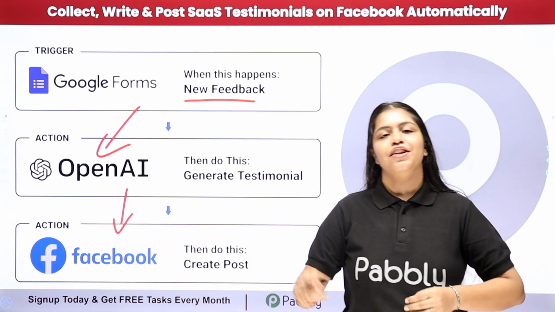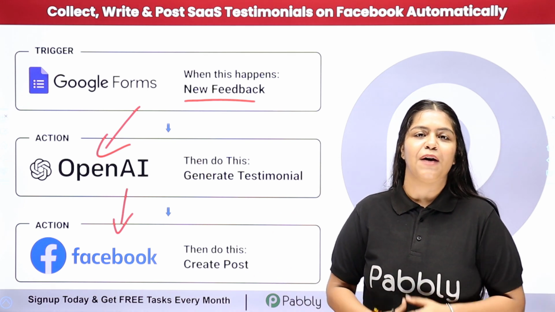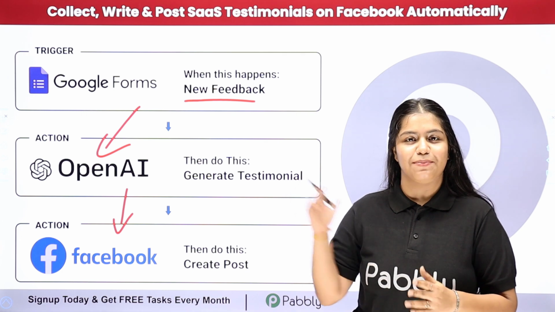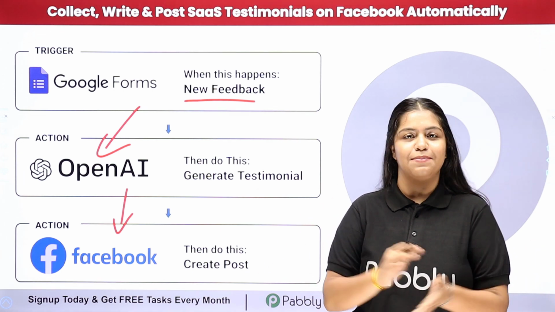So to do this, we are simply going to create a connection between Google Forms, OpenAI and Facebook. And to create this connection without knowing any programming or coding language, we are going to use Pabbly Connect. It is an amazing automation software. So if you also want to create this amazing automation for your own business, then for that you have to come with me towards my screen.